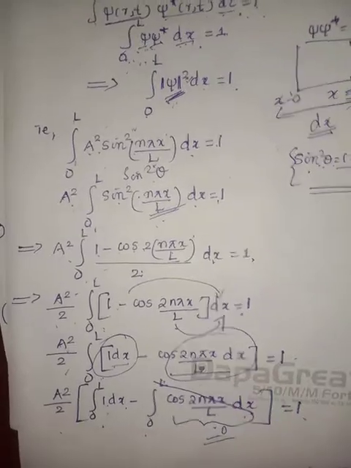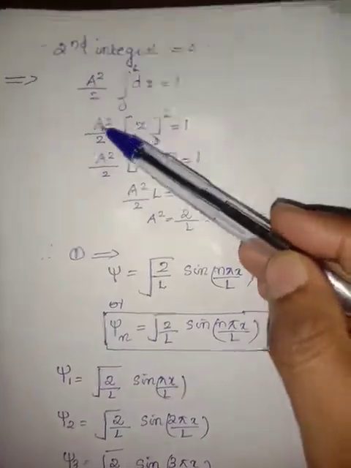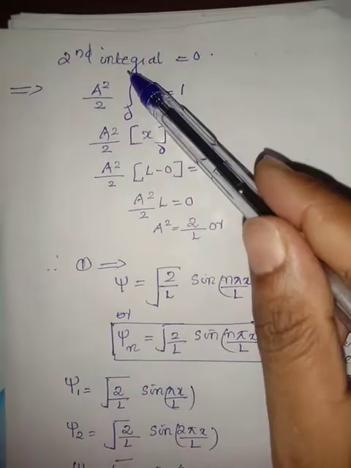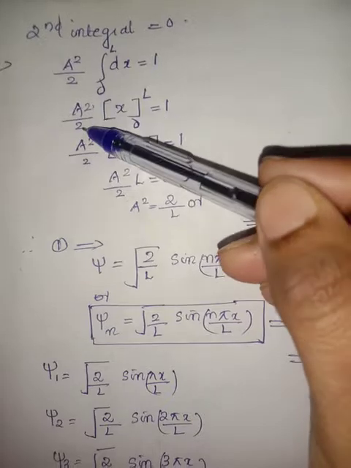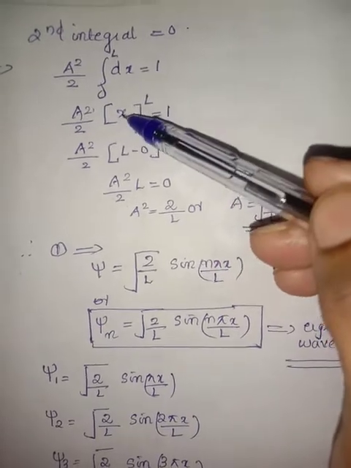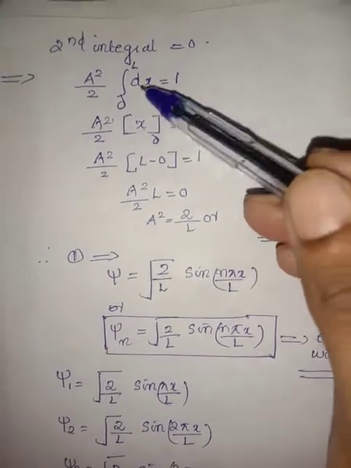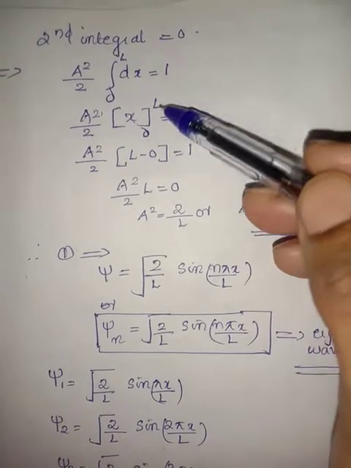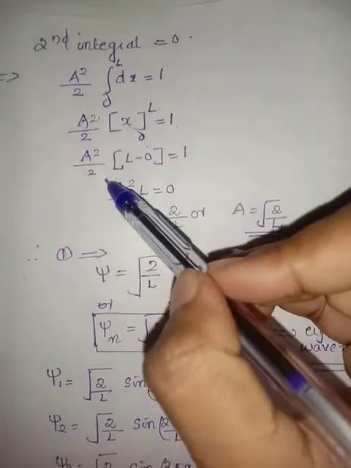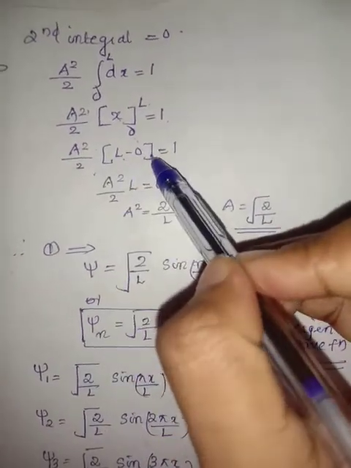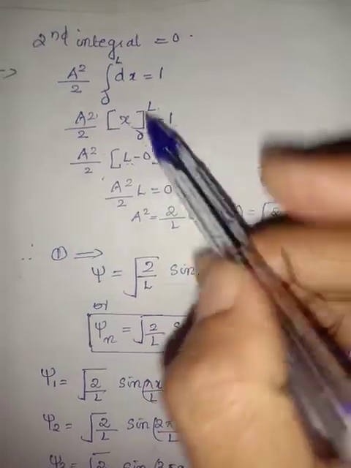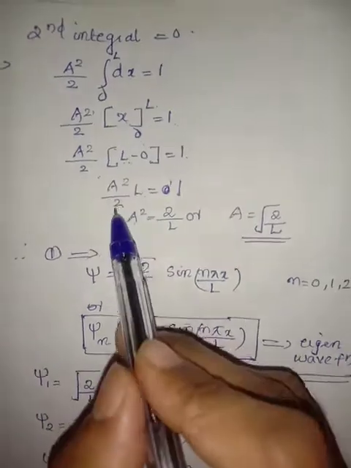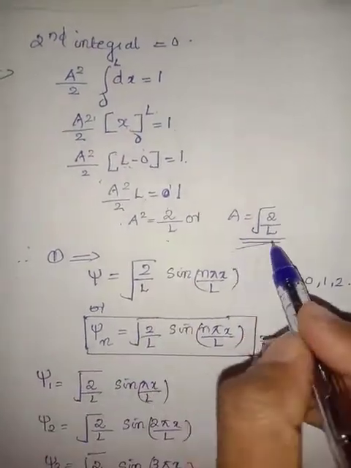So we have a square by 2, only the first integral 0 to L dx is equal to 1, since the second integral vanishes. That is a square by 2. What is integral dx? Integral dx is equal to x. We have to apply the limits of this integration, 0 to L, equal to 1. A square by 2, upper limit minus lower limit, L minus 0, is equal to 1. That is a square by 2 times L is equal to 1, and a square is equal to 2 by L, or a is equal to root of 2 by L.